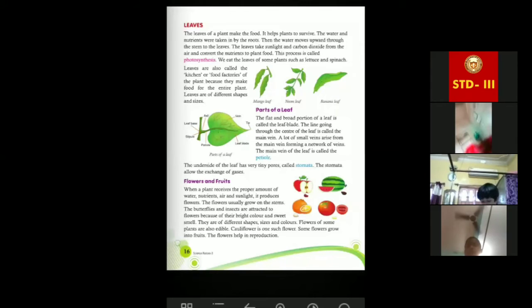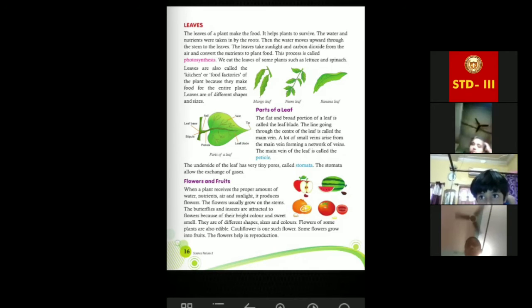We eat the leaves of some plants such as lettuce and spinach. Leaves are also called the kitchen or food factories of the plant because they make food for the entire plant. Leaves are of different shapes and sizes. So in this section, we can learn about the process called photosynthesis.